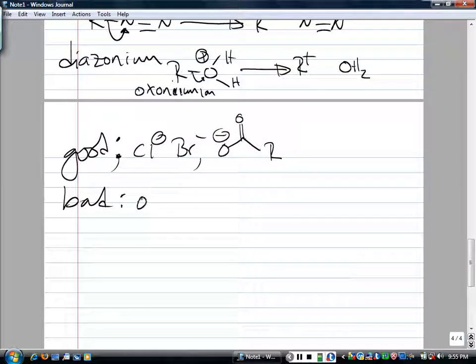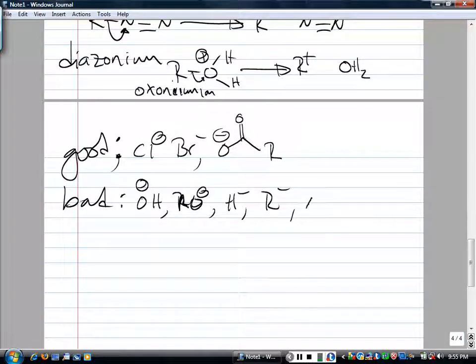So bad leaving groups are things like hydroxide, alkoxide ions, hydride, R minus, and so on, NH2 minus. These are very strong bases, and as a result, they are horrible leaving groups. Okay? So in other words, I can't do an SN2 reaction, right?